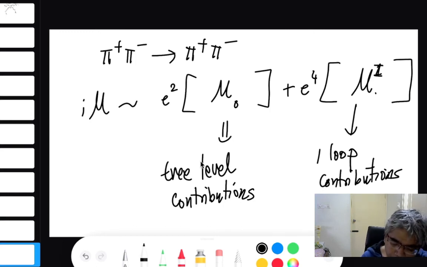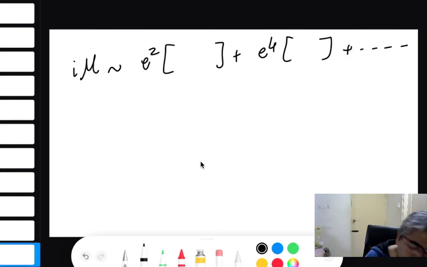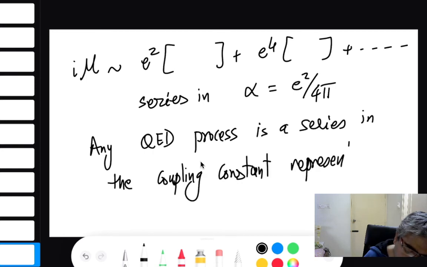The series in perturbation theory in general goes as M goes as e squared plus e to the power 4, plus e to the power 6, and so on. So this is a series in alpha, where alpha is equal to e squared by 4 pi. So any QED process is a series in the coupling constant, represented in terms of alpha.